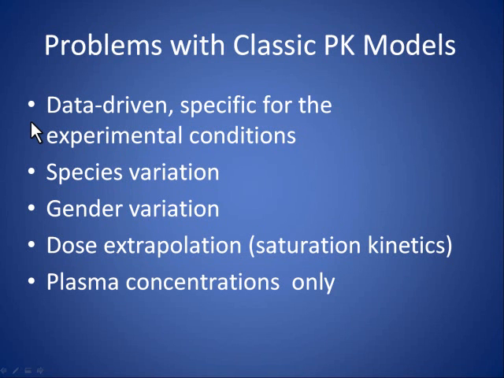Classic toxicokinetic models are data-driven models which show good applicability under the conditions under which the data were derived. Problems may become apparent when one tries to extrapolate these models to other scenarios. Translating the toxicokinetic parameters from one species to another is problematic. In fact, there are documented cases where differences occur within species, for example in different strains of rodents, or even between genders of the same strain and species.